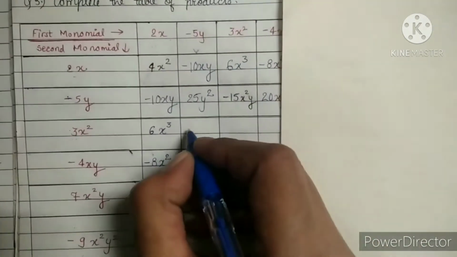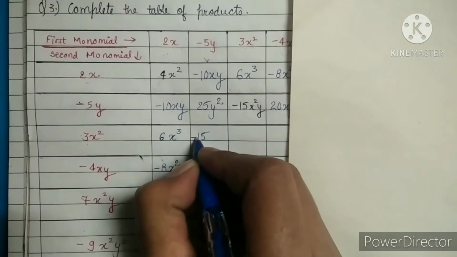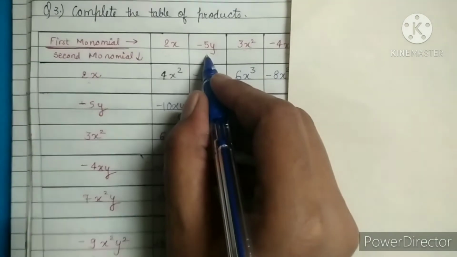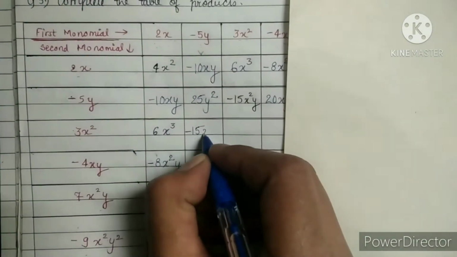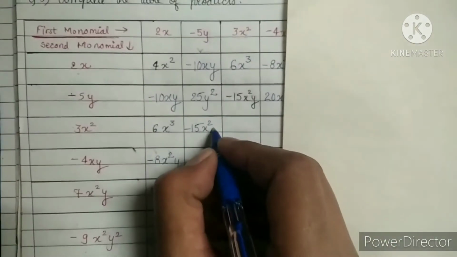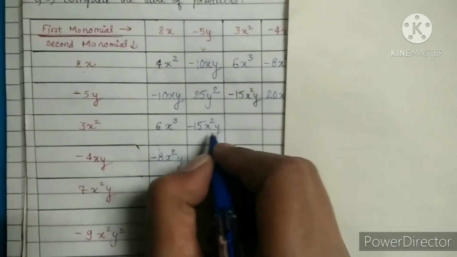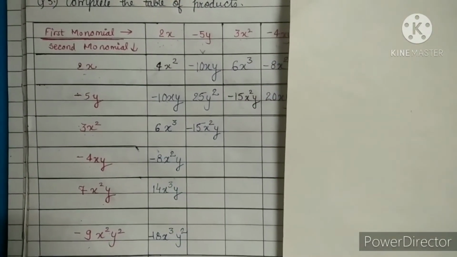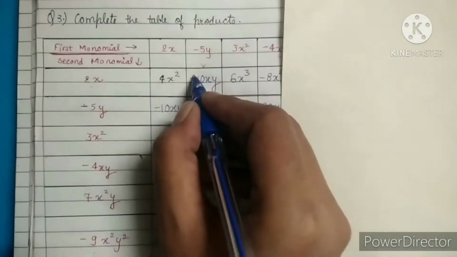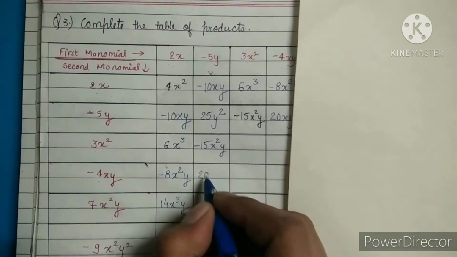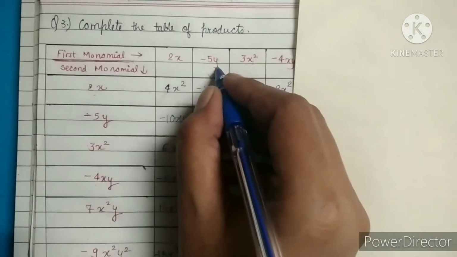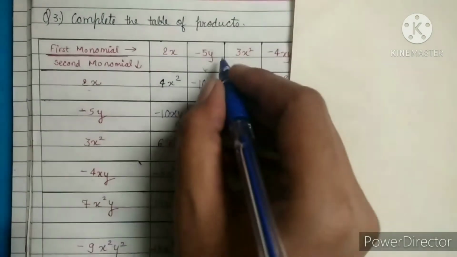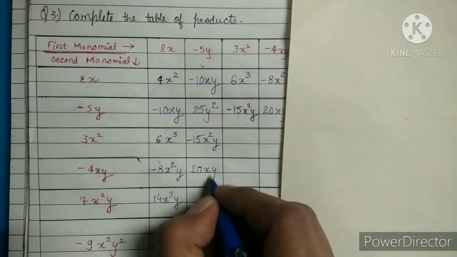3 5s are 15, but as a negative because minus is there in the 5y. 3 5s are 15. X square remains same and this y square will remain same because they are totally different to each other. Now minus minus plus, 4 5s are 20. Here x and here we don't have x, so x will remain same. Here y is to power 1 and here also y is to power 1, so here y is to power 2.